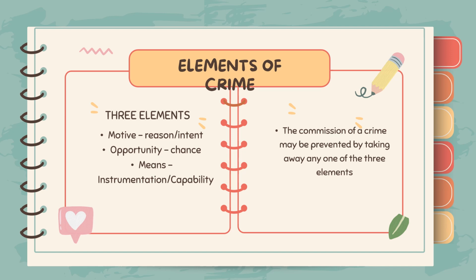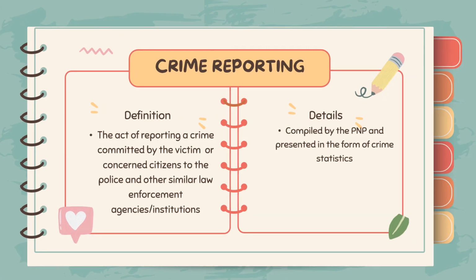Then we have crime reporting. The definition of this is the act of reporting a crime committed, either by the victim or concerned citizens, to the police and other similar law enforcement agencies or institutions. Usually this refers to figures compiled by the police to depict the picture of a crime. As you can see, it is presented in the form of crime statistics.